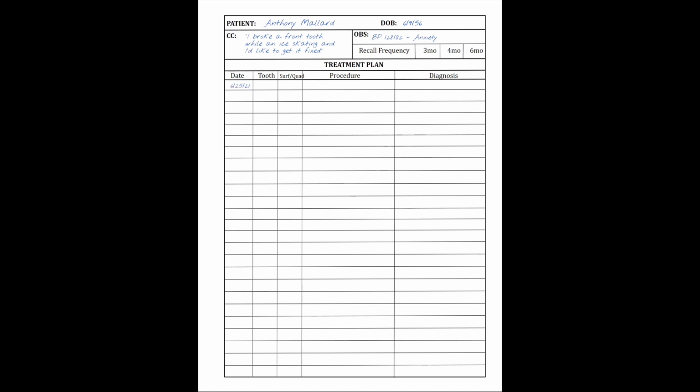The next thing on the lower part of the page is you're going to enter the date in which this diagnosis is going to be made. And you're going to see that there's a few columns. The first column is for the tooth number or the tooth that's going to be treated. Then the next column is going to be for the surface, the quadrant, or the arch that's going to be treated. The next column is where you're going to be entering the procedure or the treatment plan that's being recommended by the dentist. And the last column is the diagnosis or the findings, the reason why we need to do the treatment of that patient.